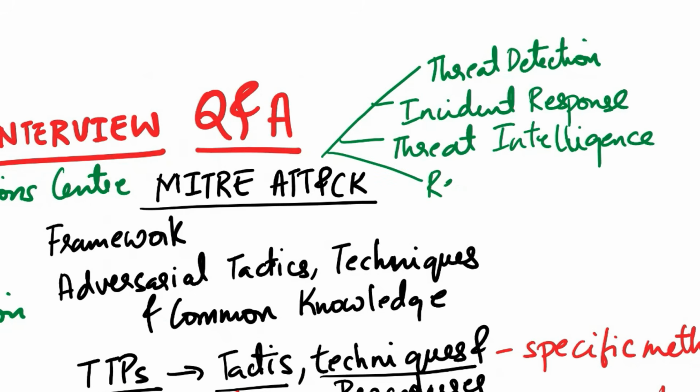Next is red and purple teaming. Security teams can use the MITRE ATT&CK framework to simulate and test their organization's security defenses through red teaming exercises. Purple teaming, which combines elements of both red and blue teams, also leverages the framework to assess and improve security controls and incident response procedures.